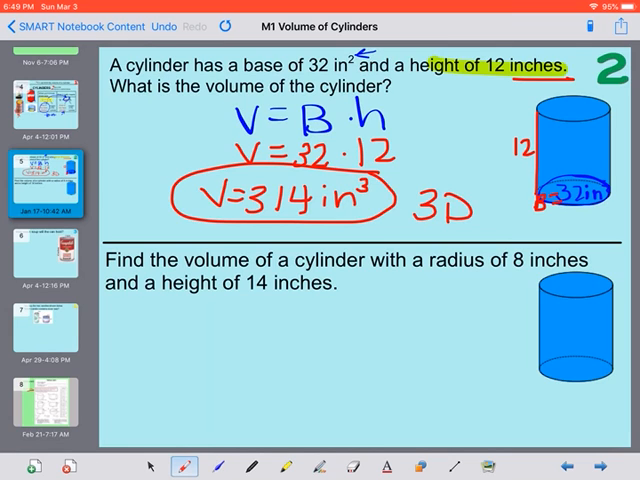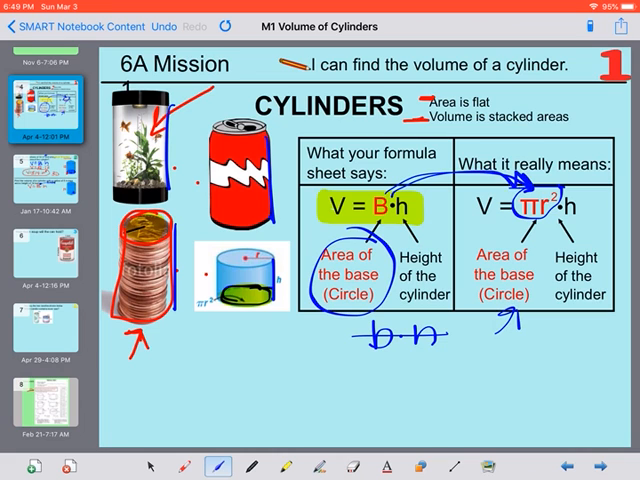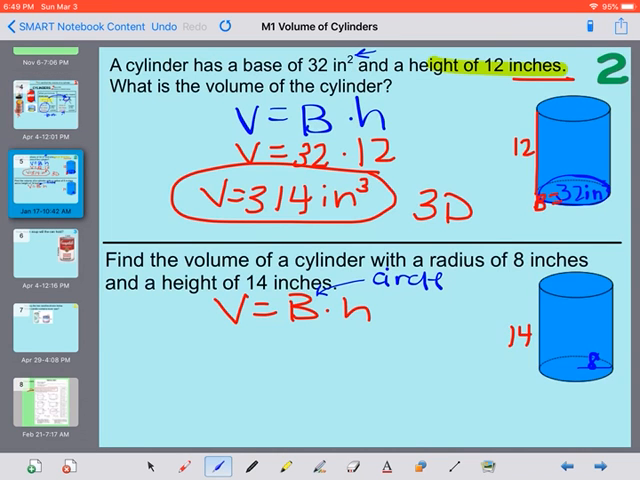Next, find the volume of a cylinder with a radius of 8. So they're telling us the radius here is 8. Remember, radius is just to the middle. And a height of 14 inches. So in this case, the area of our base, we don't know, so we need to use the formula for the area of a circle. Our base is a circle. And just like I told you over here, the area of a circle is really pi times radius squared. So here we're going to plug in pi times radius squared, and whatever we get, we're still multiplying by our height.